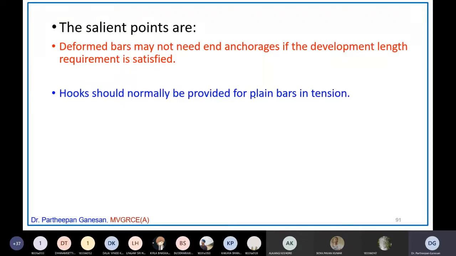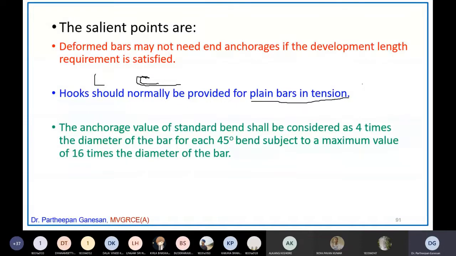Now, a hook should normally be provided for plain bars in tension. If you are using Fe 250 steel, normally nowadays it is not there, so this point is not valid anymore. But you should know, if you are going for plain steel, you should not provide simply an L; you should provide a hook like this, a 180-degree hook at both ends. The anchorage value of a standard bend shall be considered as 4 times the diameter of the bar for each 45-degree bend, subject to a maximum value of 16 times the diameter of the bar. So if you are bending 45 degrees, it will be 4 times the diameter.